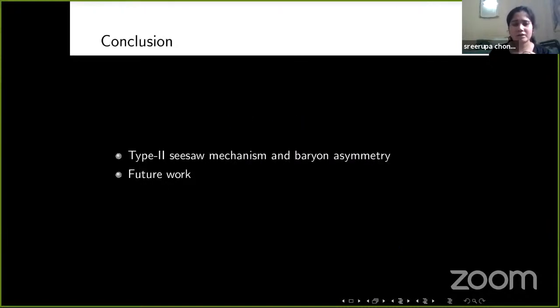And finally, I want to conclude that our type 2 seesaw mechanism, having two triplet scalars in it, is capable of estimating the baryon asymmetry and the neutrino mass. So it creates a bridge between the matter-antimatter asymmetry of the universe and the non-zero mass of neutrinos. Future work can be done taking different values of triplet mass lower than 10 to the power 9 GeV in order to ensure the fully flavored regime. So here I want to finish my presentation.